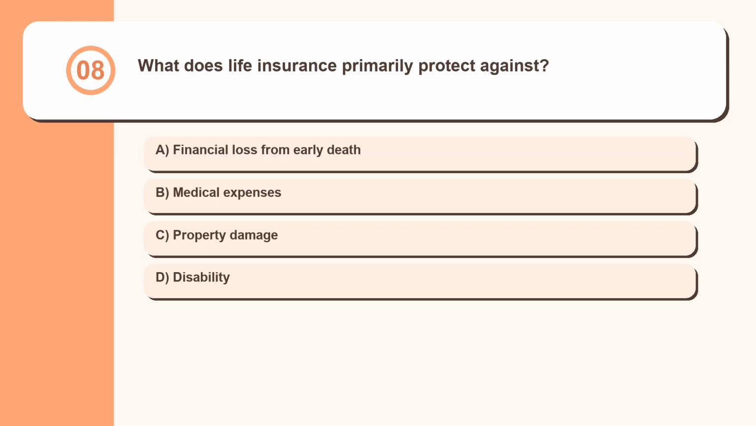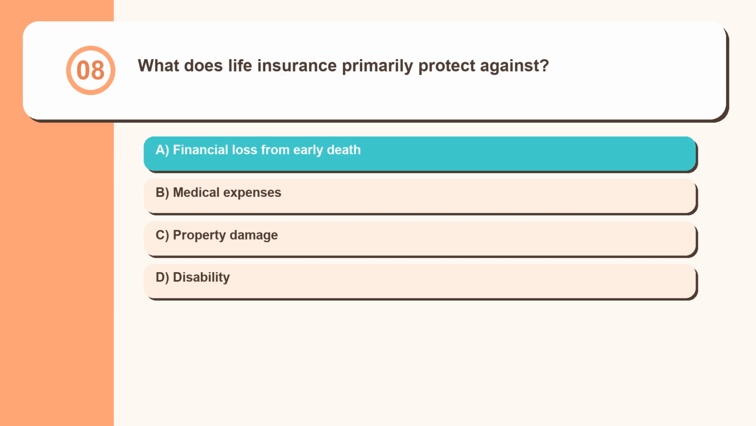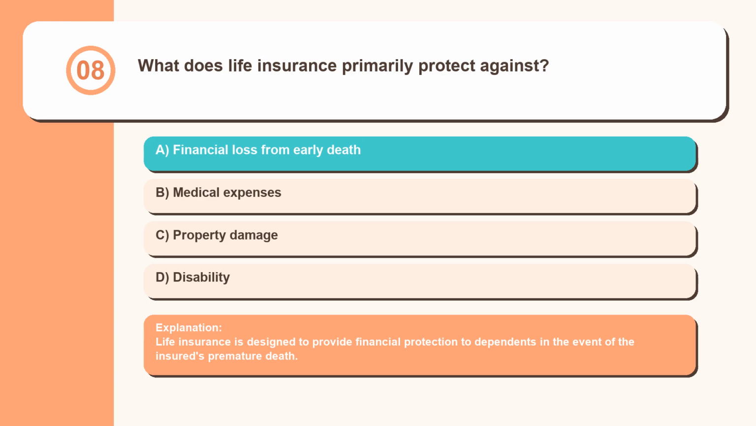Question 8. What does life insurance primarily protect against? Financial loss from early death, medical expenses, property damage, disability. Life insurance is designed to provide financial protection to dependents in the event of the insured's premature death.